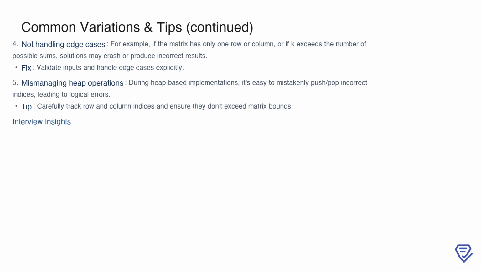Additionally, when using a heap-based solution, it's easy to mismanage heap operations. Mistakes like pushing or popping incorrect indices can quickly lead to logical errors. A good practice here is to carefully track the indices for each row and column and ensure that we stay within the bounds of the matrix. Attention to these details is crucial to ensure the correctness of the solution.